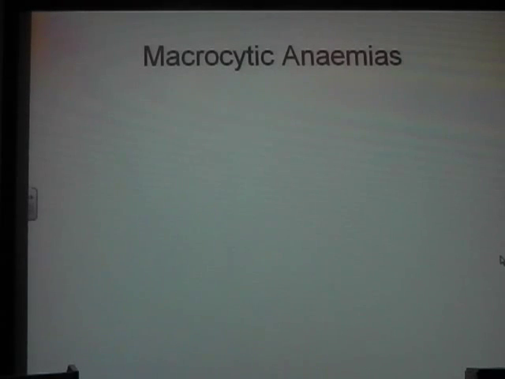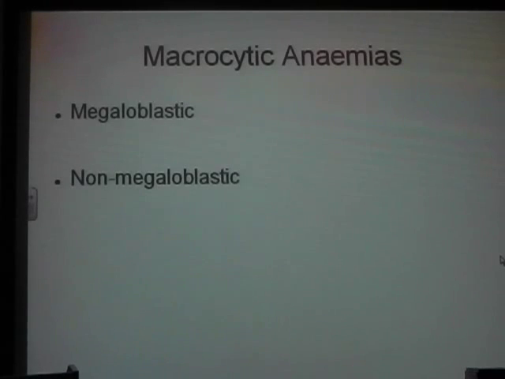Okay, so that was a whirlwind tour of microcytic anemias. Is everyone happy? You guys seem to know it all already, so that's great. Okay, macrocytic anemias, the opposite end of the spectrum. You can divide them into megaloblastic and non-megaloblastic.